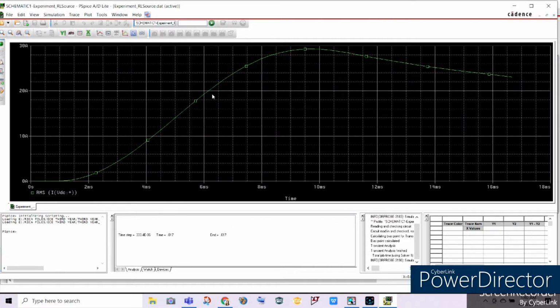This green waveform here is the RMS current across our voltage DC source. Let's turn the cursor on and measure the peak value of this waveform, which gives us 29.229 amperes, the peak value of the current across our DC voltage source. When we measure the average current across our voltage DC source, this gives us 23.114 amperes.